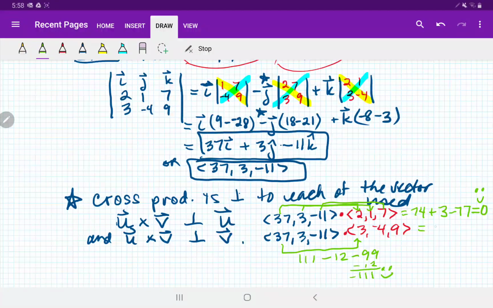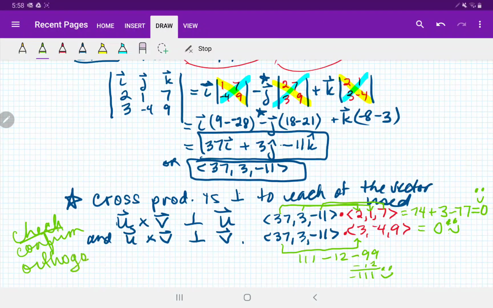Okay, so that's the idea of what you do. So if you get 0, then you're happy. Okay? And you have to check it. So you must check. I think it says confirm that it's orthogonal. Check or confirm orthogonal. And remember, orthogonal is really just vector's way of saying perpendicular.